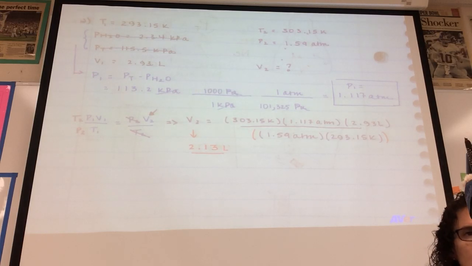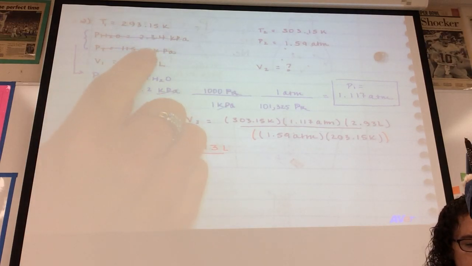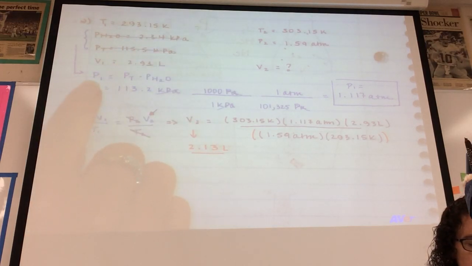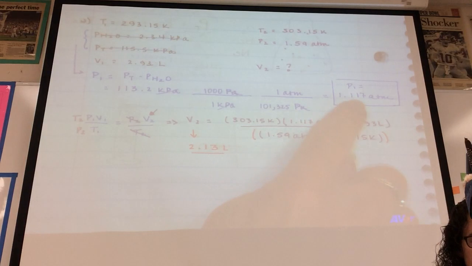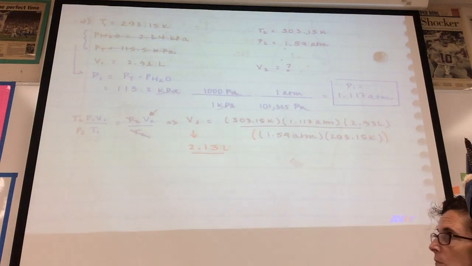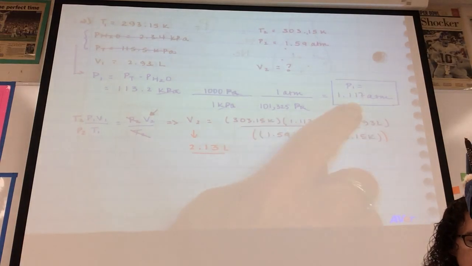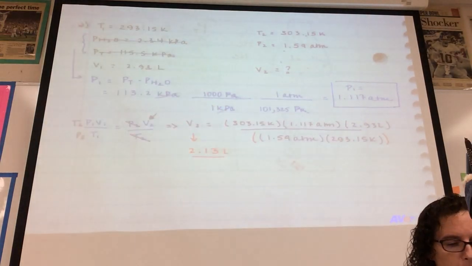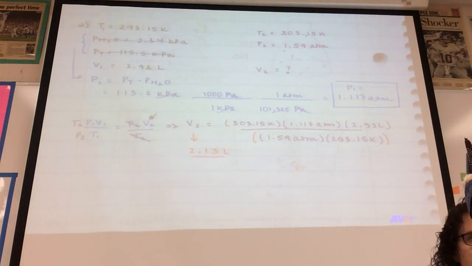Questions on number 2? Why did you cross those two? I only crossed them out because I knew I didn't need them once I got the pressure of the gas by doing the total minus the water. I canceled them just because I didn't want it to confuse me. I knew once I got to here, that's what I needed to plug in for P1. And very often kids will get this and go back to this, so probably a good idea to scratch it. Questions there?